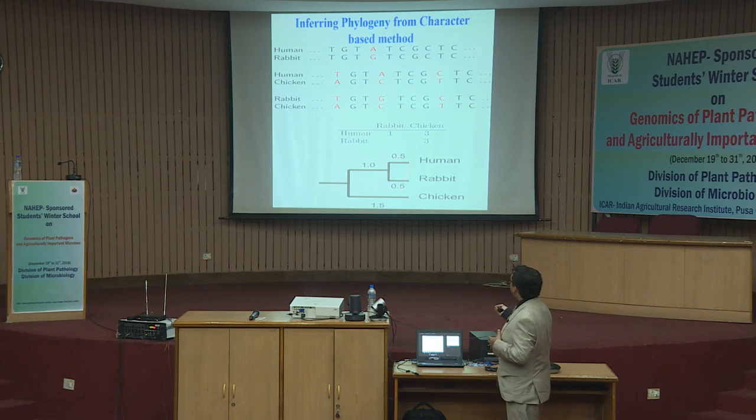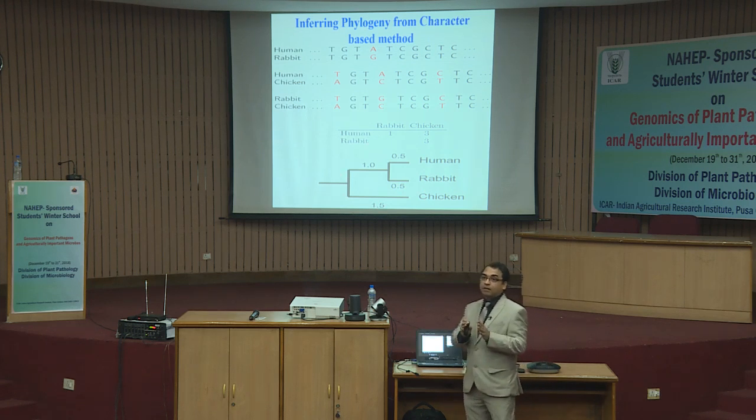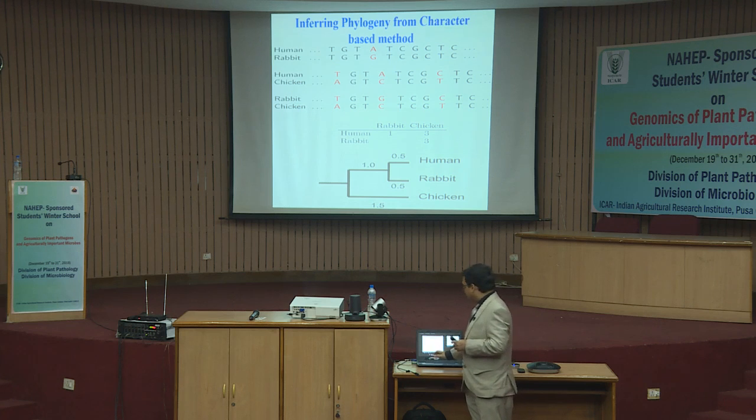So, you take human and rabbit 0.5, 0.5. So, this is the 1. So, you divide that and then you join with the chicken. So, this is 1.5 and 1 and this 0.5, that means 1.5 and 1.5, 3. Human and chicken is 3, then rabbit again 0.5, 1 and 1.5, again rabbit and chicken 3. Okay. So, in that way the character based approach generates the tree.